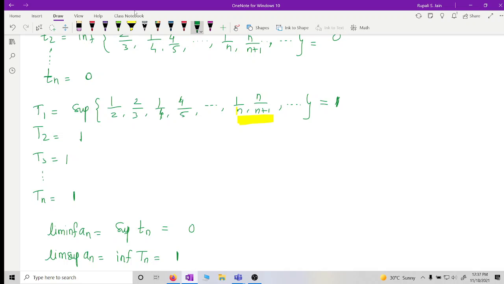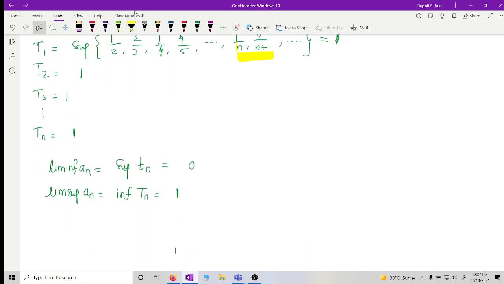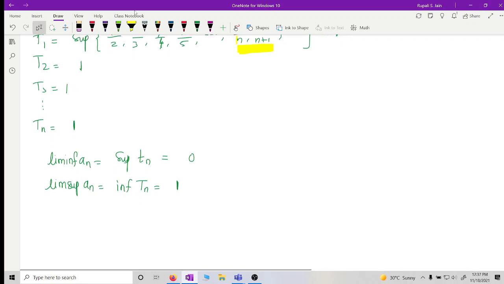Are you getting this? So you can see here, this is also not a convergent sequence. Yes, this is also not a convergent sequence. Is that okay?